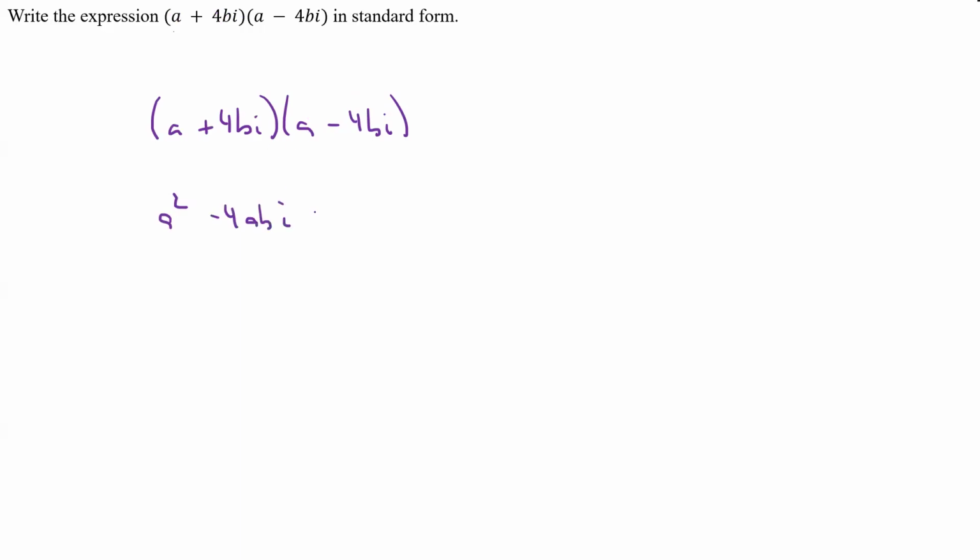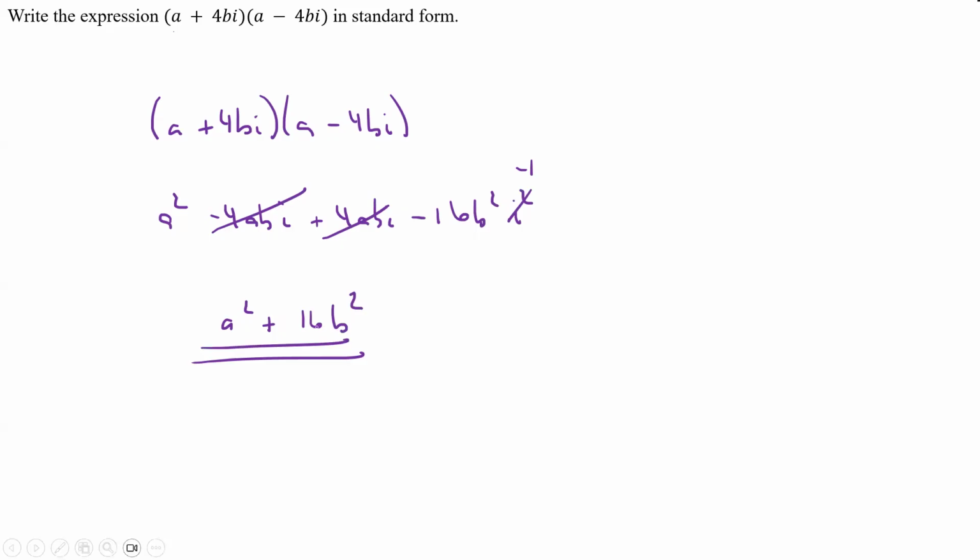Then we'll take the inside. So then we have plus 4ABi. And then we'll take the last. So that's going to be minus 16B squared i squared. Okay. Well, what I see, those are gone. So we get A squared. And then i squared again is negative 1, so it's negative negative. So that's going to be plus 16B squared. And that then will be my solution to the product of those two binomials.